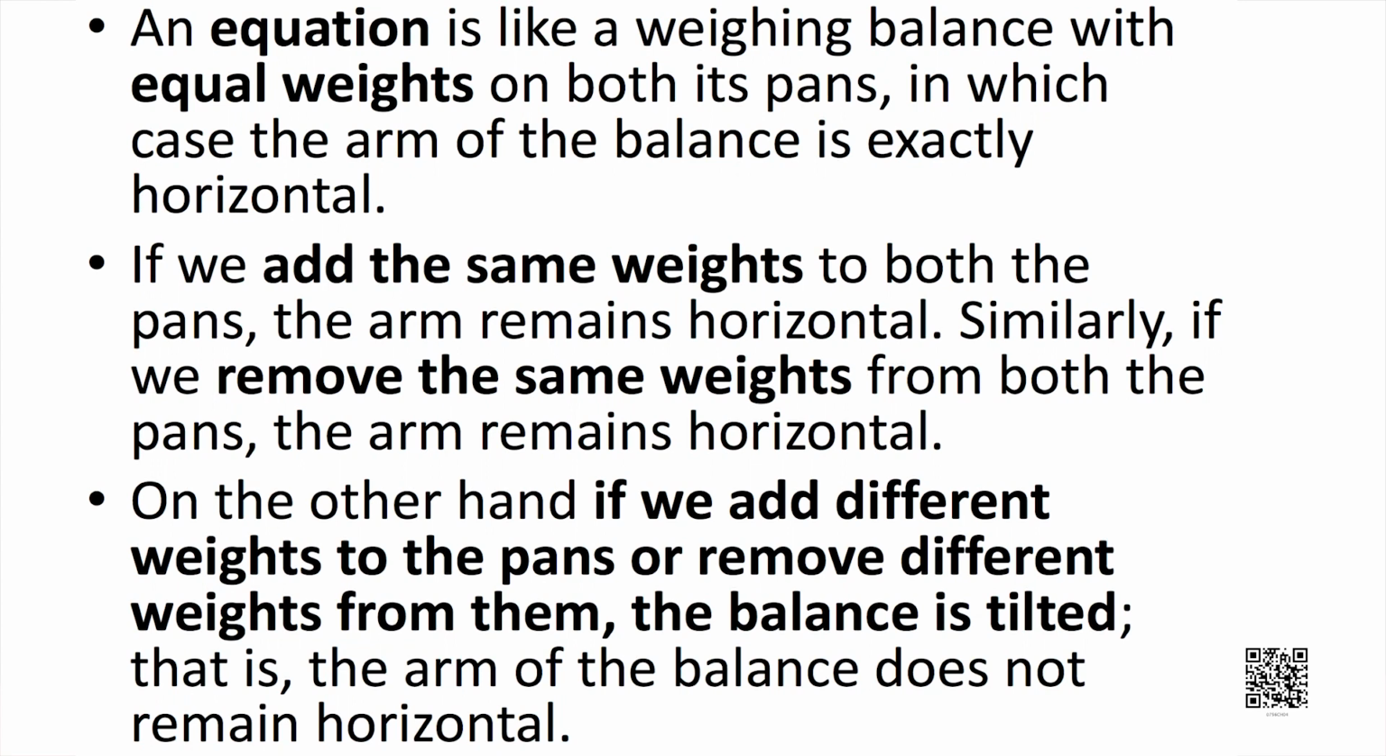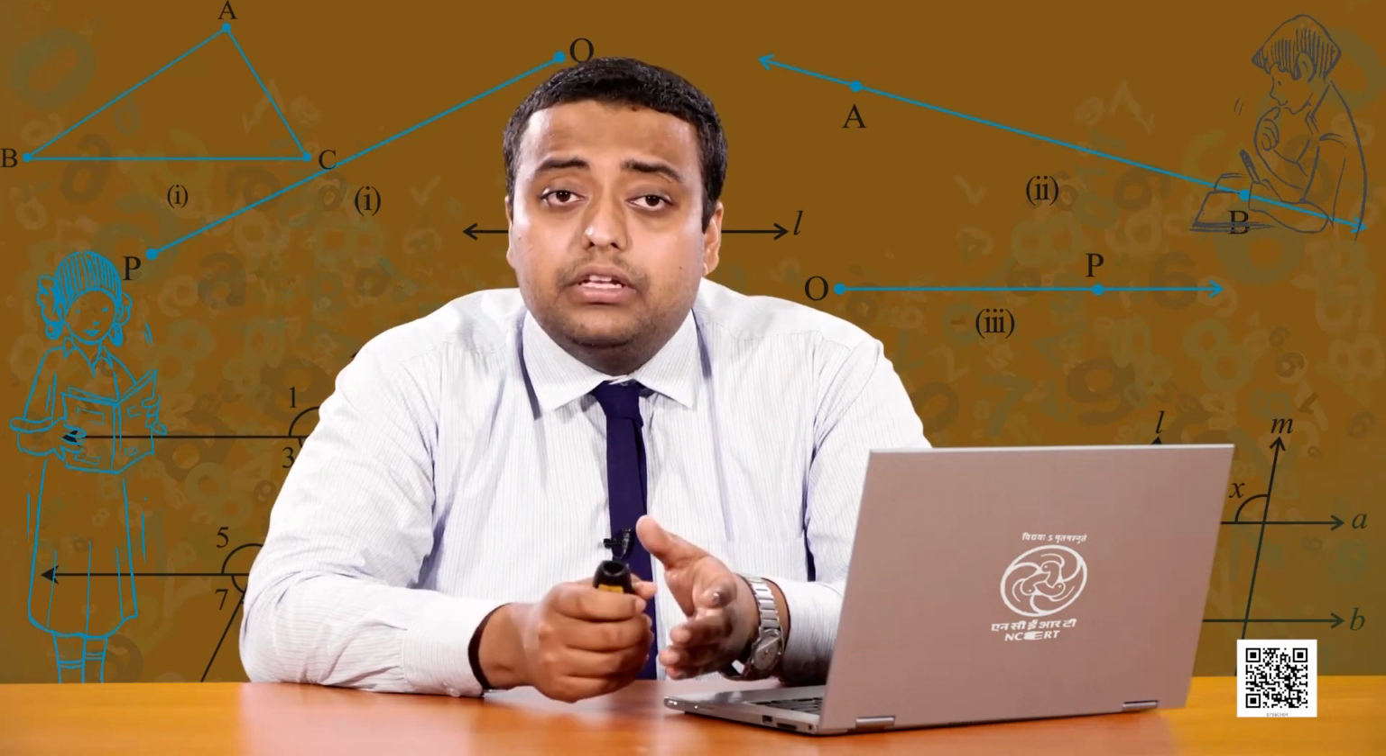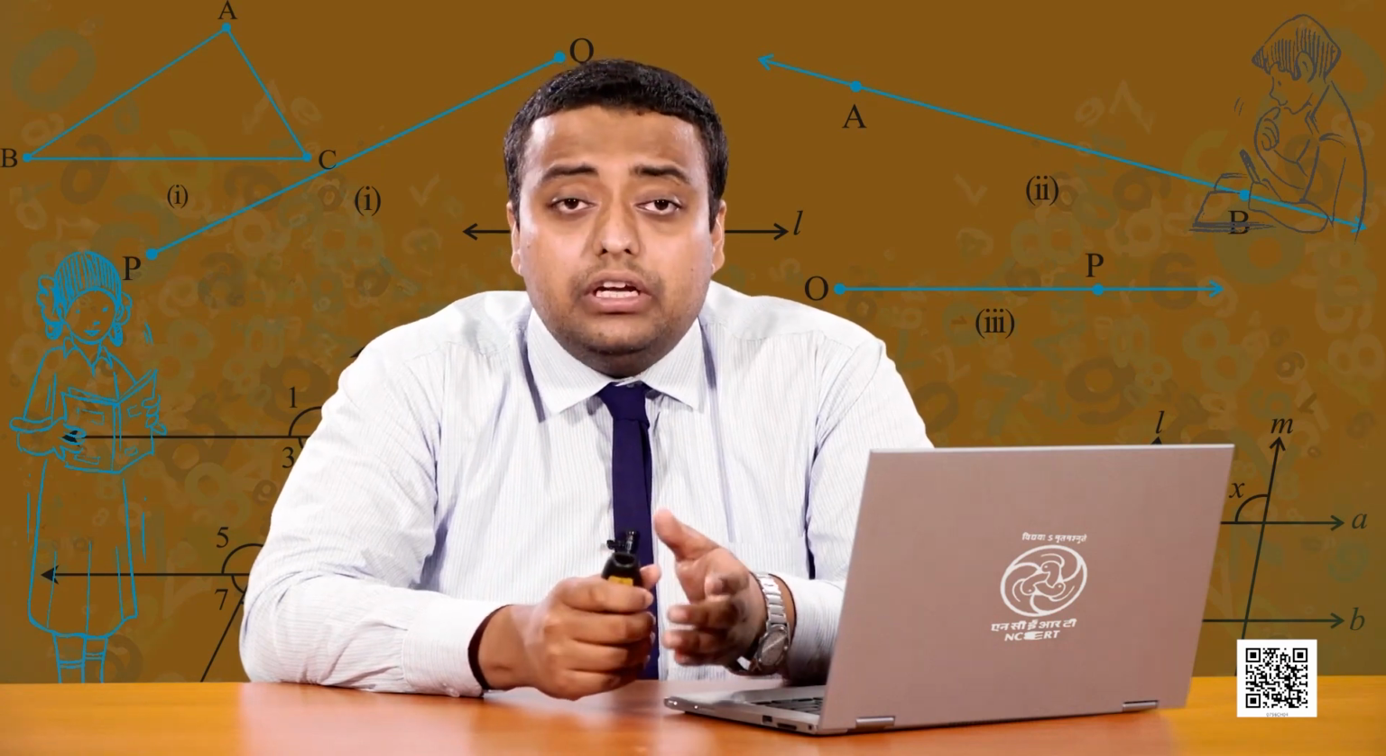On the other hand, if we add different weights to the pans or remove different weights from them, the balance is tilted. That is, the arm of the balance does not remain horizontal. We use this principle for solving an equation. Here, of course, the balance is imaginary and numbers can be used as weights that can be physically balanced against each other. This is the real purpose in presenting the principle.